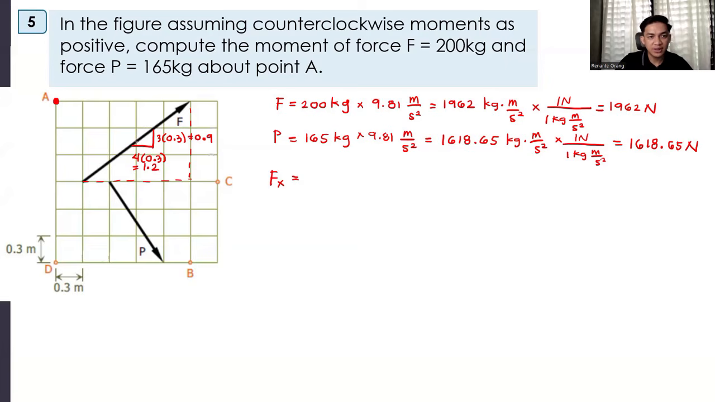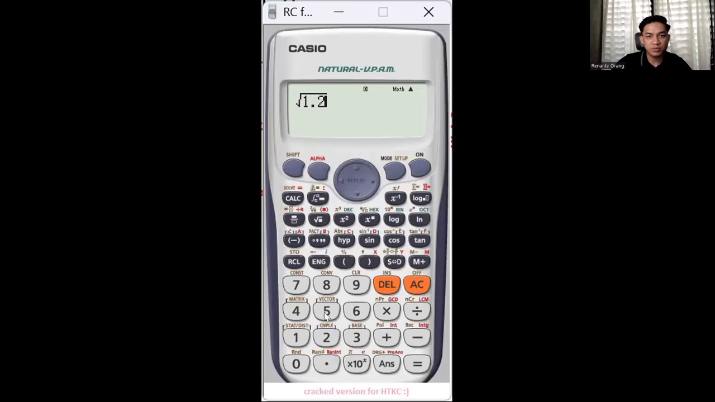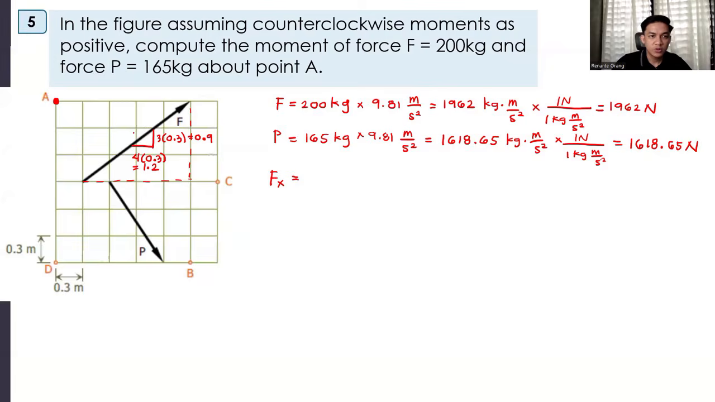Next thing, we will get the slope. That is the square root of 1.2 squared plus 0.9 squared, which is equivalent to 1.5. So our slope here is 1.5.